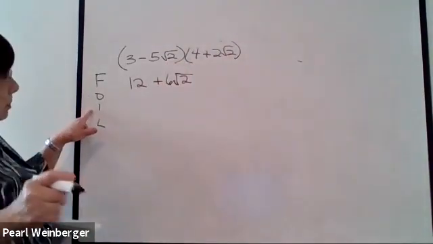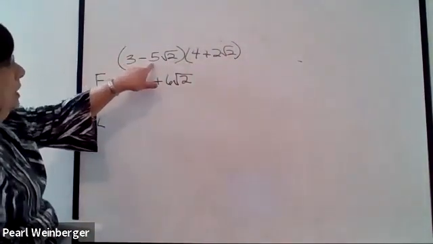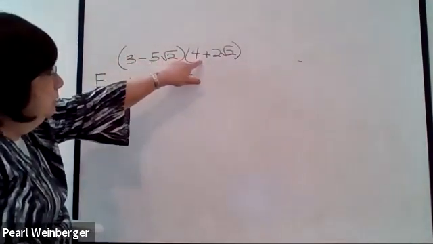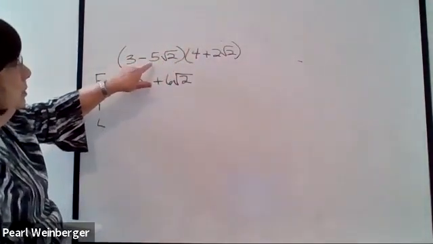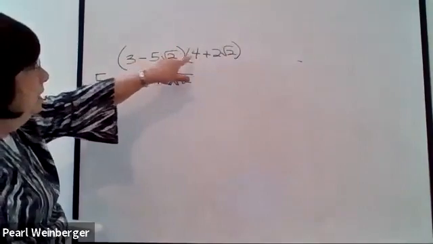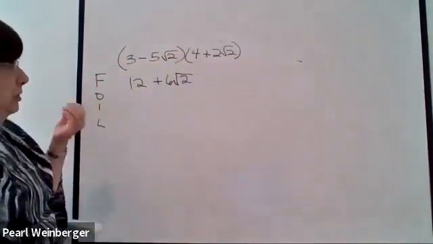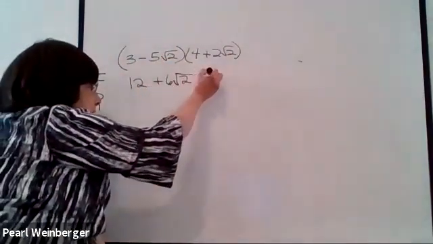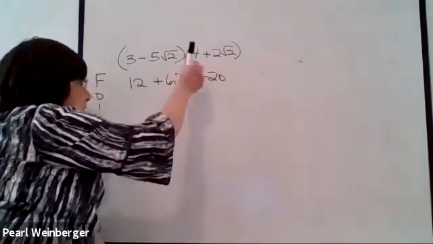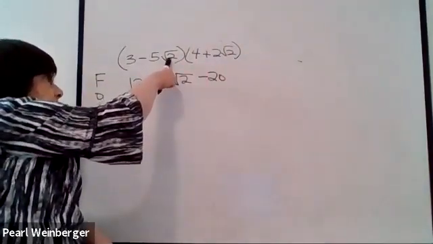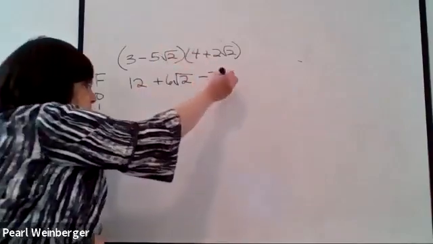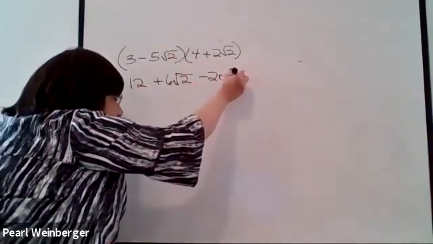Then I go to the inner. The inner is the negative 5 radical 2 times the 4. Again, I'm going to multiply the negative 5 times the 4, because those are numbers that are not inside radicals. That gives me negative 20. And there's nothing to multiply this radical 2 by, so I just bring down this radical 2.